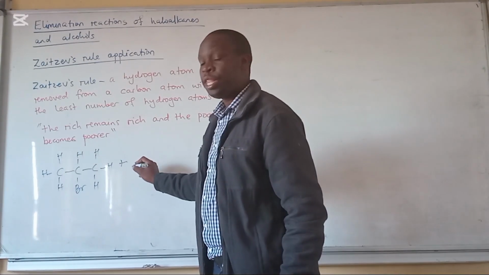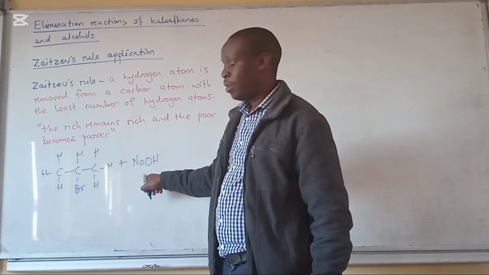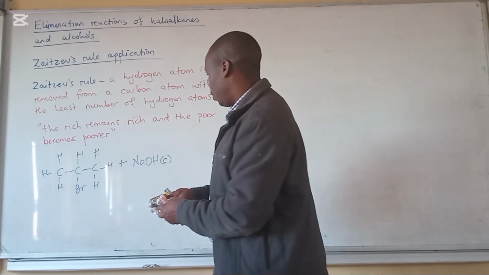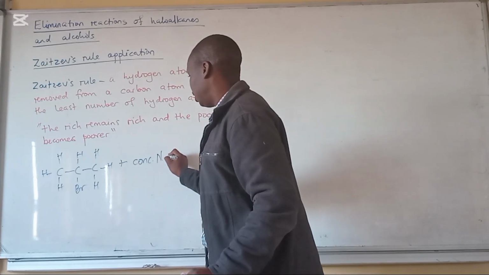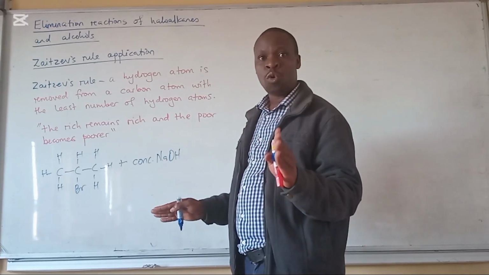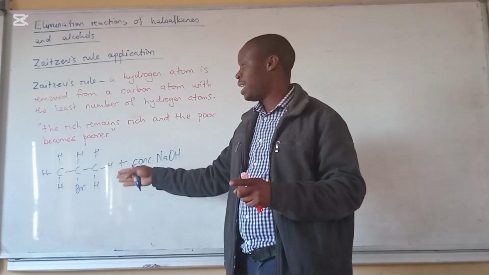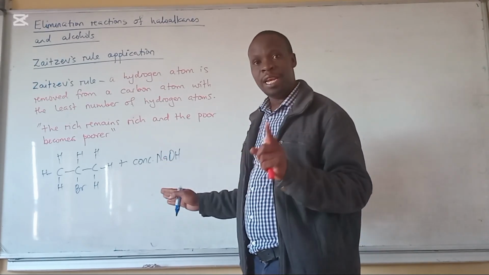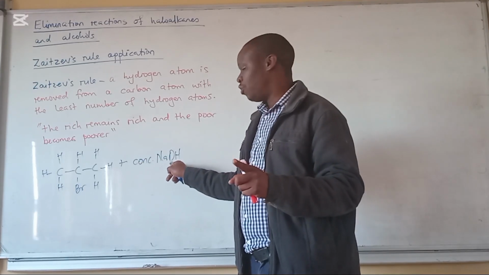I will react it with sodium hydroxide. Sodium hydroxide is a base, and it has to be concentrated. Let me write it like this: concentrated sodium hydroxide. If the sodium hydroxide is concentrated, then an elimination reaction takes place. But if it was dilute, then a substitution reaction would take place. So in this case, it's going to be an elimination reaction because our sodium hydroxide is concentrated.